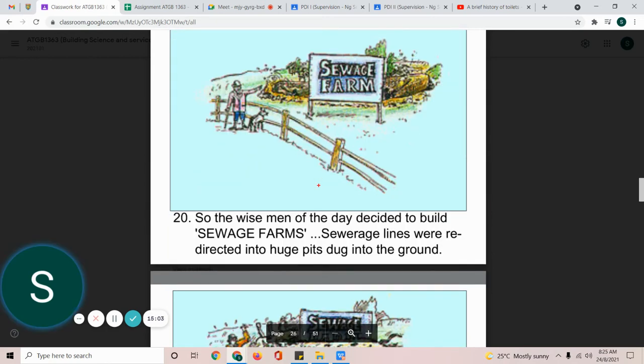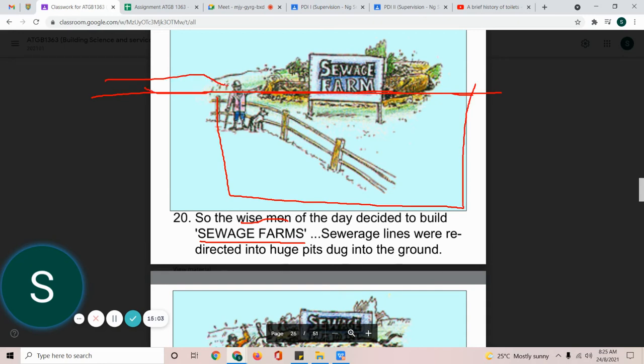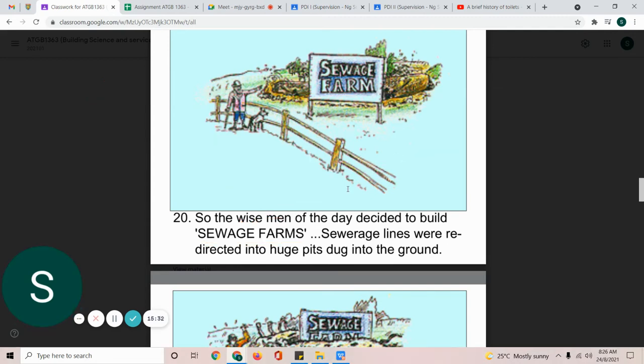So once complaints start to come in, some wise people think of another solution to this problem. They build a sewage farm. So this is basically just a big pit. You dig a very, very big hole, and you just have a pipeline and you dump it all into this to slowly fill it up. So it's just a big hole.